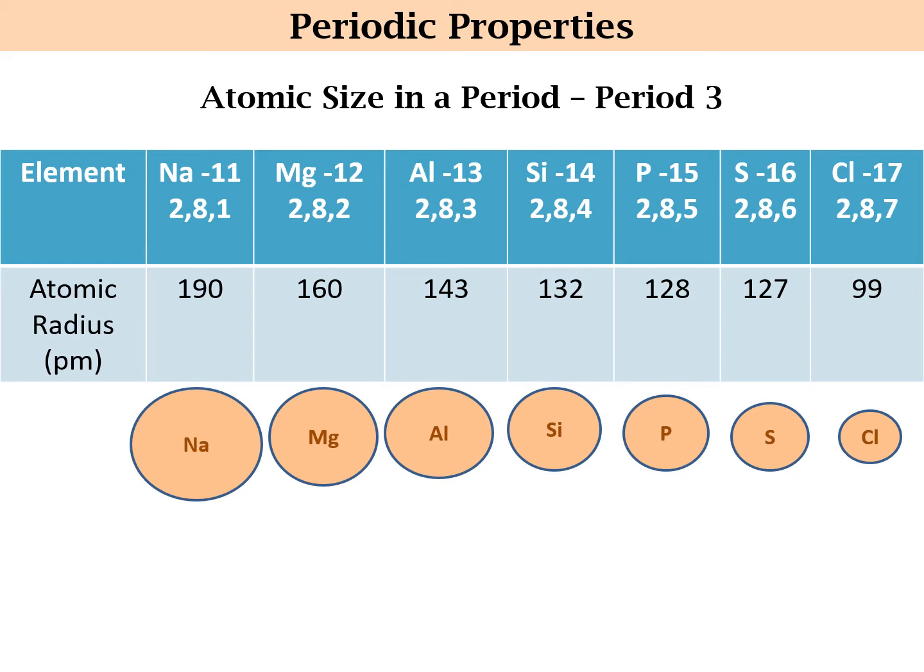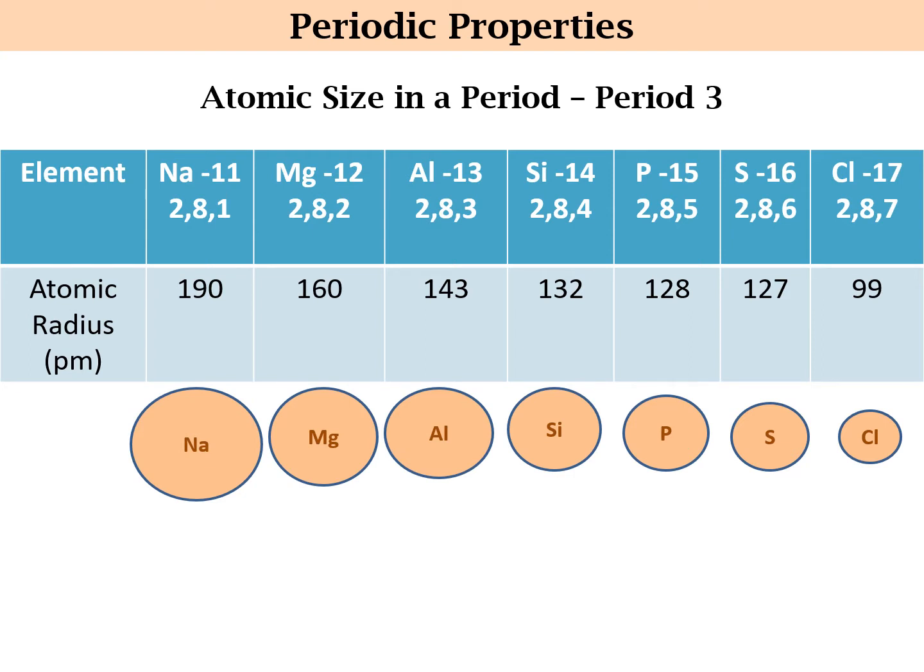We find that the atomic number of the element goes on increasing by 1 as we move from left to right. That is sodium 11, magnesium 12, aluminium 13, silicon 14, phosphorus 15, sulfur 16 and chlorine 17. So 11 to 17 are the atomic numbers which are increasing from left to right.